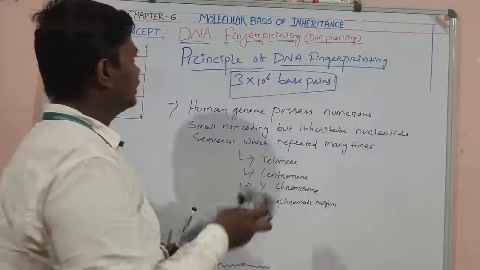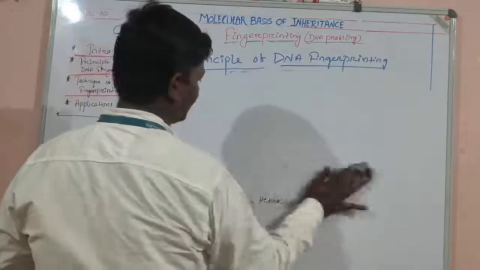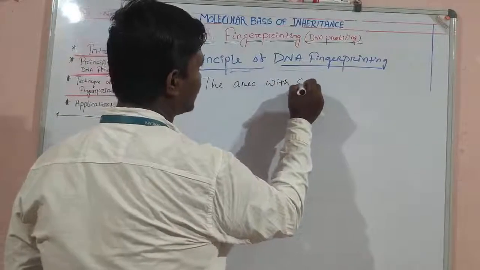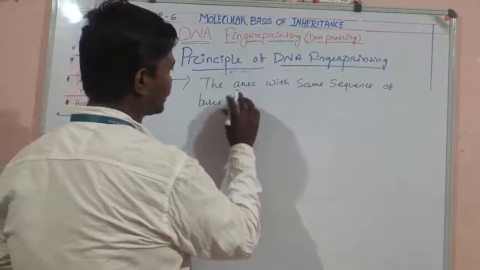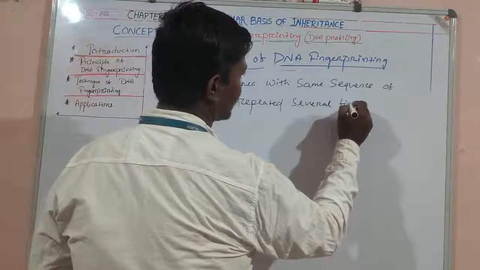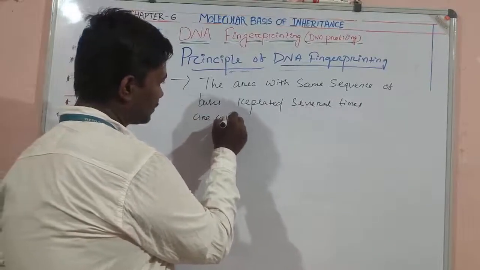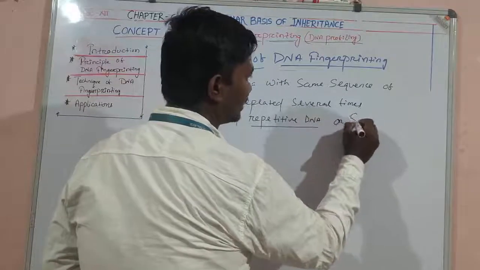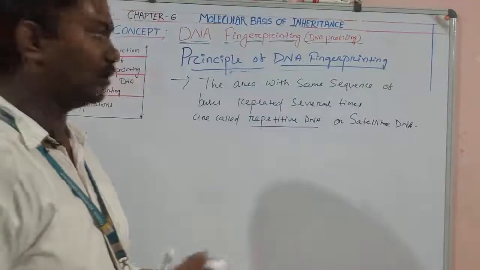Got it? The area with the same sequence of bases repeated several times is called repetitive DNA, or satellite DNA.